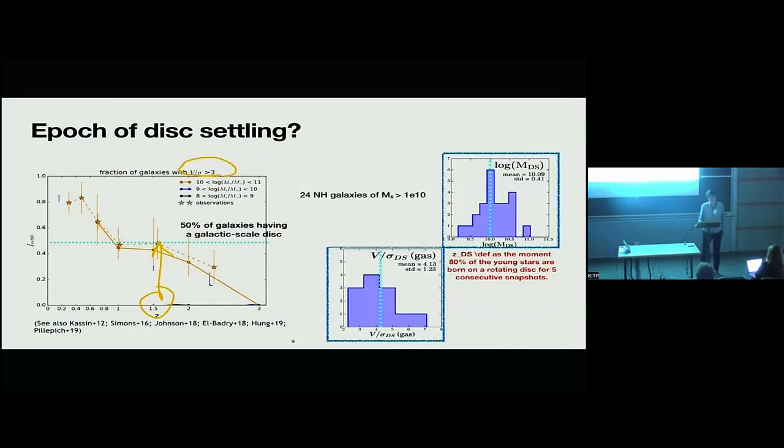And if we use the theoreticians' method, i.e., if you define the disk settling redshift as the moment where 80% of the young stars are formed on a rotating thin disk, for at least 5 consecutive snapshots, then most of these settled disk galaxies have a mean mass of about 10^10 solar mass. So it takes a long time for a galaxy to develop a disk. This is a big problem because JWST has already found disk galaxies much earlier and having much smaller disks. So maybe there is a little bit of a resolution problem.